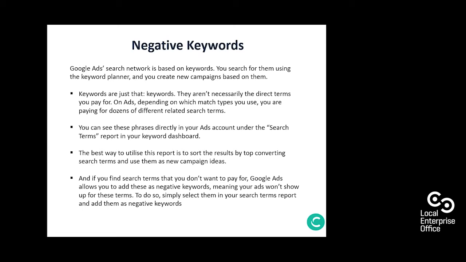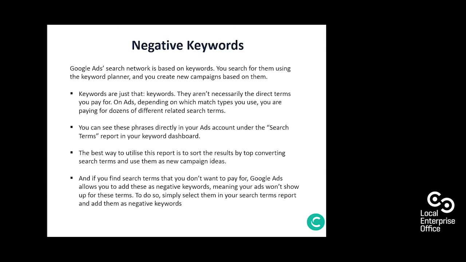The best way to utilize this report is to search the results by top converting search terms and then use them as new campaign ideas. And this is how Google Ads works. You run a campaign, you start to get insight, intelligence and data from that campaign, and that allows you to improve your next campaign. If you find search terms that you don't want to pay for, Google Ads allows you to add these as negative keywords, meaning your ads won't show up for these terms. To do so, simply select them in your search terms report and add them as negative keywords.